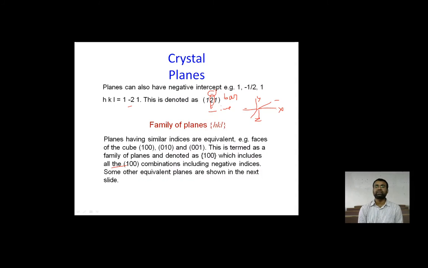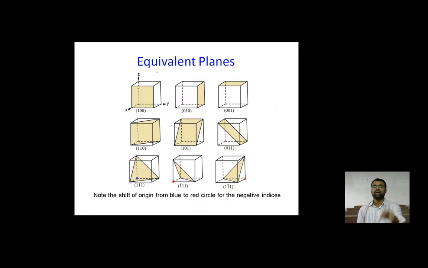Planes having similar indices are equivalent faces of the cube: 1 0 0, 0 1 0 and 0 0 1. This is termed the family of planes, and it is denoted as 1 0 0, which includes all the 1 0 0 combinations including negative indices also. Some other equivalent planes are shown in the next slide.